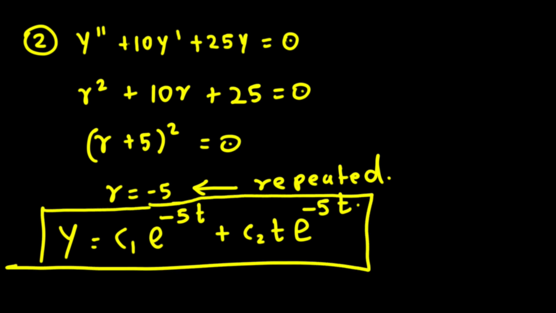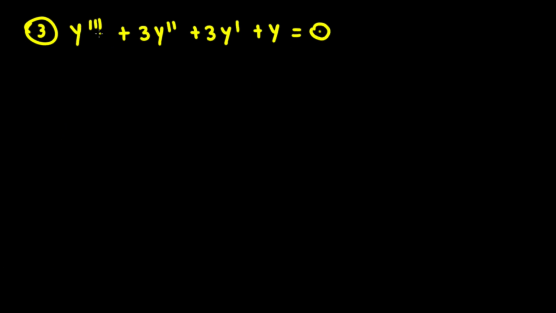Now let's look at another one with higher order differential equation. For higher order also it will work. Let's see how it works. Here, y triple prime, if it's triple prime we put r cube, and if it's double prime we put 3r square, because 3 is the coefficient, and 3y prime we put 3r, and here we don't have anything, so we just put a 1 right here because 1 is the coefficient. The whole thing is equal to 0.